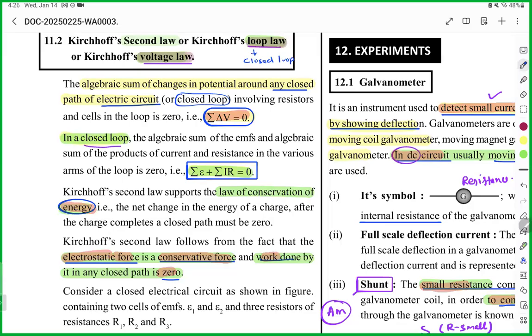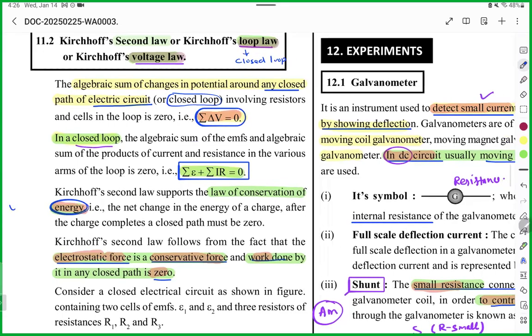Understood? So total current 0, first law. Total voltage 0, second law. Current 0 at junction, voltage 0 at loop. And you know your voltage is related to energy because your energy is equal to Q into V. Correct? If your voltage is not changing, then your energy will remain same. Make sense?